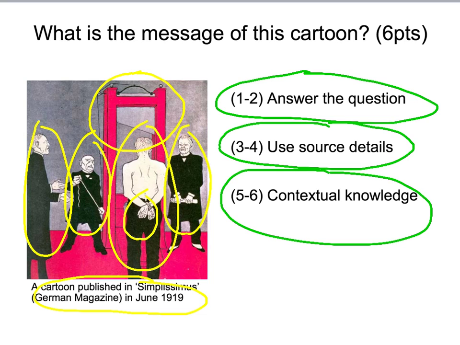You could also mention how Lloyd George had a role to play. He had to be seen to be punishing Germany because the British public were putting pressure on him to do so, but he also wanted a much more lenient one. So overall, make sure that you answer the question, use the source details to back it up, and you must get in contextual knowledge from the time in order to get those maximum marks.